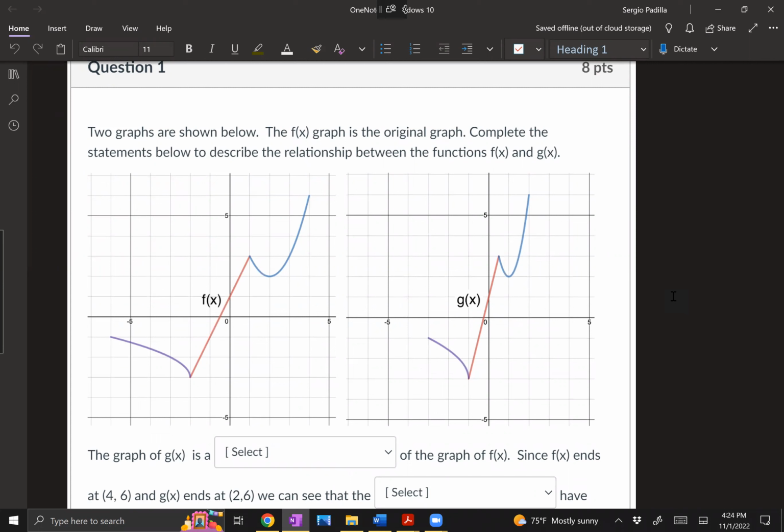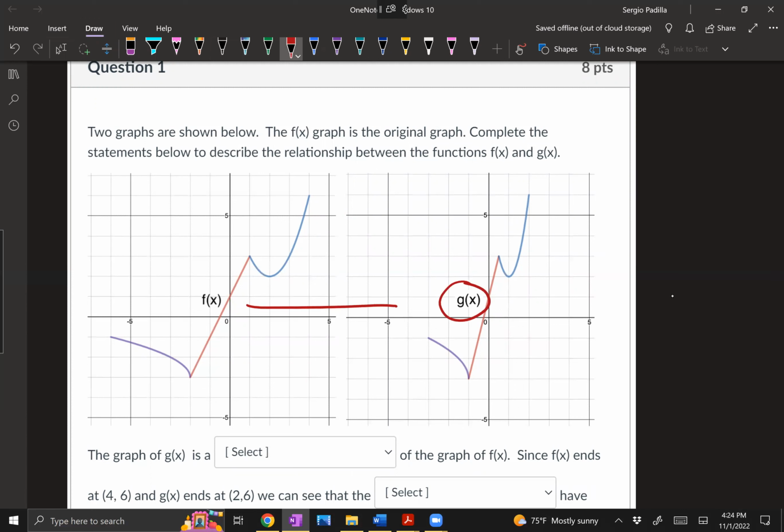So here they'll give you two random graphs like this. This isn't a particular function. It's like a combination of functions here. And what it's asking is, hey, look at g of x. It is a transformation from f of x, right? So f of x turned into g of x, and it wants to know how.